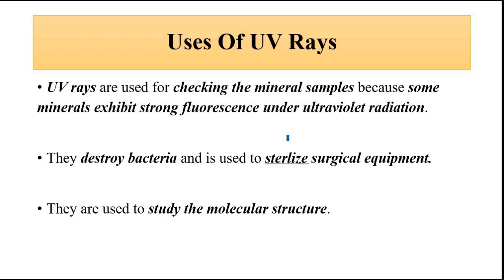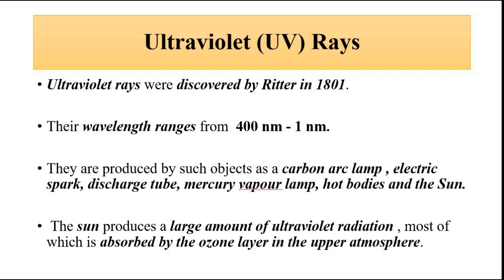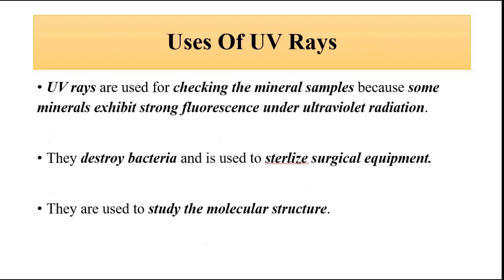Then they destroy bacteria and other microorganisms, and hence they are used to sterilize surgical equipments, medical equipments and other things. And they are also used to study the molecular structure of materials. So these are some of the basic uses of ultraviolet rays. There are many other applications too. So here we have covered ultraviolet rays with the basic concepts, properties and uses.